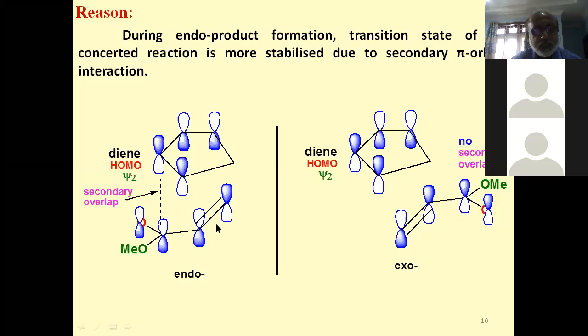As a result, the reaction is kinetically controlled. Though the exo product is thermodynamically more stable, the product formed is endo because of this. Okay.